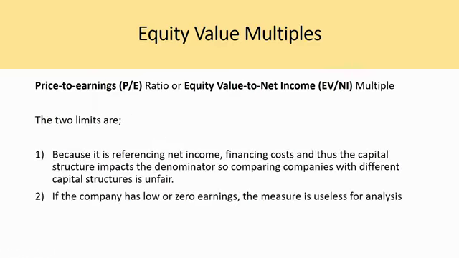So the two limits of using this multiple are, one, because it is referencing net income, financing costs, and thus the capital structure impacts the denominator, so comparing companies with different capital structures is unfair, and if the company has low or zero earnings, the measure is useless for analysis. So these are the two downsides to EV to NI. The multiple itself is biased in the sense of financing costs, and at the same time, usually for pre-profitable companies or technology companies, they might not have net income to report, right? They might report negative net income, and then the multiple itself is useless, and so you have to go higher up on the income statement.